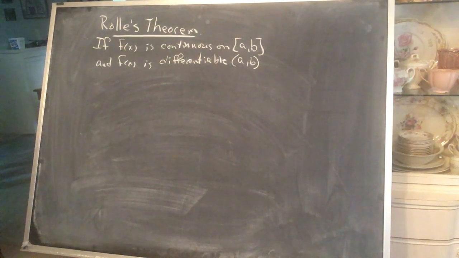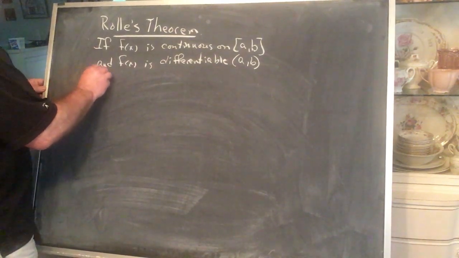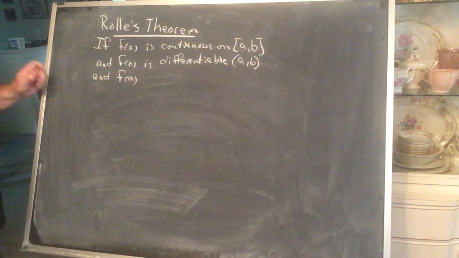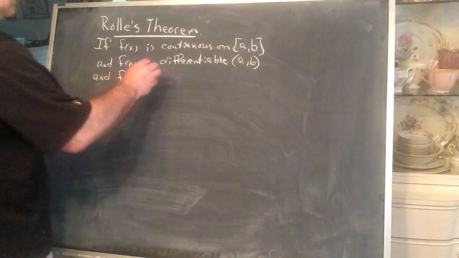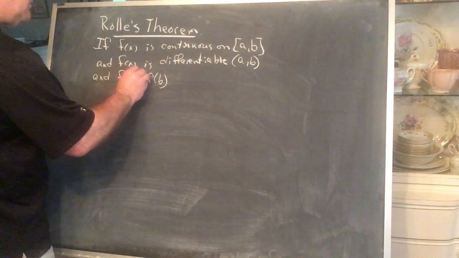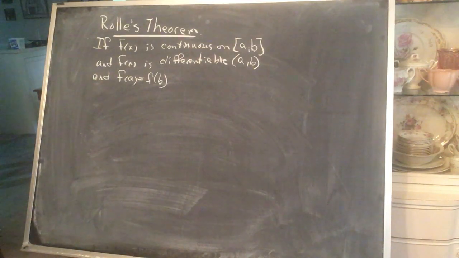Continuous means that the graph of the function has no holes, no vertical asymptotes, and no jumps. The function is differentiable means there are no cusps. That the graph of the function does not come to a point. The next requirement is we must also have that f of a, the function value at the endpoint, and f of b, the function value at the other endpoint, must be equal.